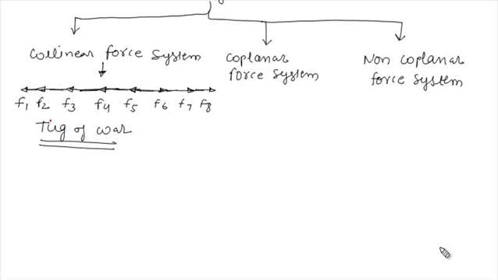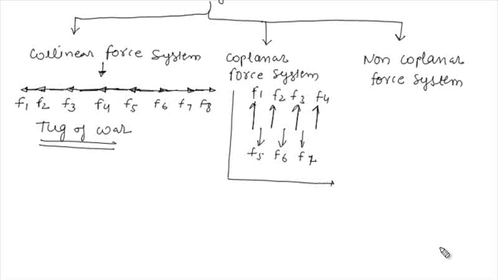Similarly, coplanar force system means all the forces will be in the same plane. Suppose I am drawing the forces F1, F2, F3, F4, F5, F6, F7 and so on in the plane of the paper, say the XY plane. So I can say that the forces from F1 to F7 are all in the same plane, so this is a coplanar force system.